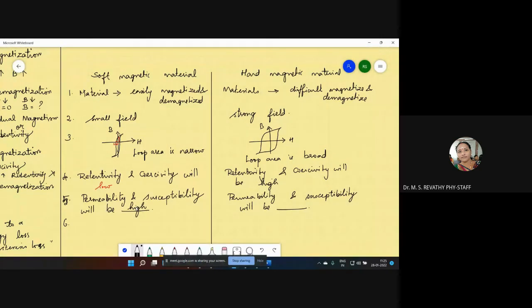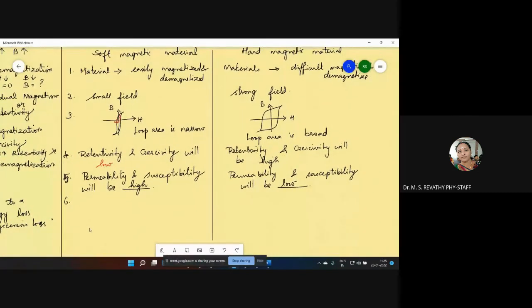What you have said is very true and good. And for hard it will be low. This is the one thing you have to write in a reverse manner. Retentivity and coercivity low, permeability and susceptibility high. Okay, so next we'll have a discussion about the sixth point.